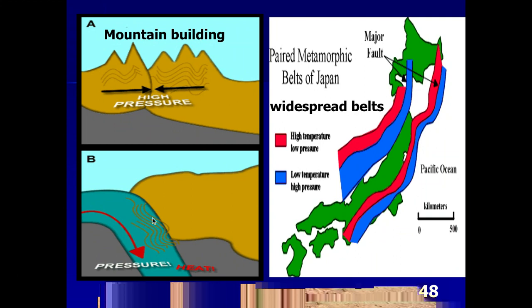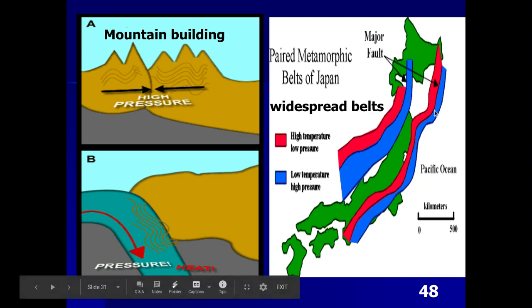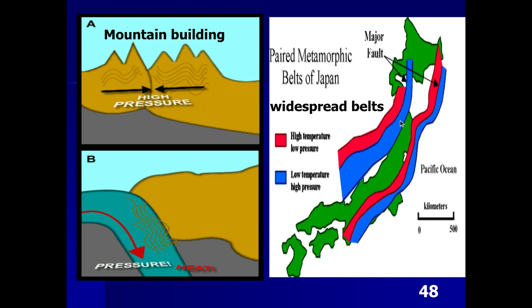And then this example on your right-hand side just kind of shows you the island of Japan. And if one were to look at the pattern of rocks produced in Japan, you would find these widespread mountain belts that have a pressure and temperature condition associated with the rocks, meaning that these rocks have been regionally metamorphosed.